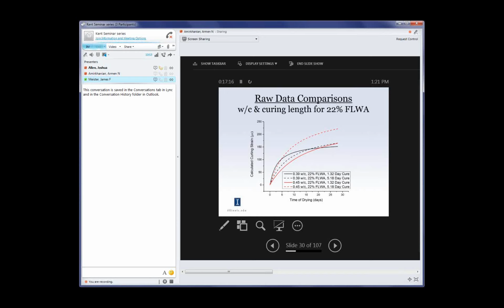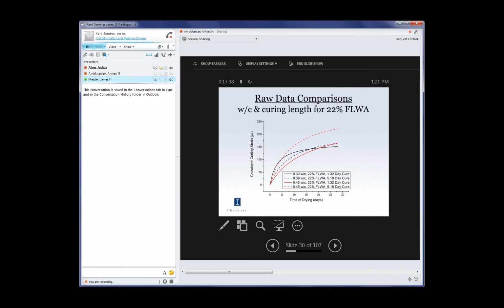But initially, the low water cement ratio has a high curling value. So already you can see it's a fairly complicated problem when you're trying to design a mix, because you have to think, do I want less early age curling, or do I want less long-term curling? And that would depend on the application.